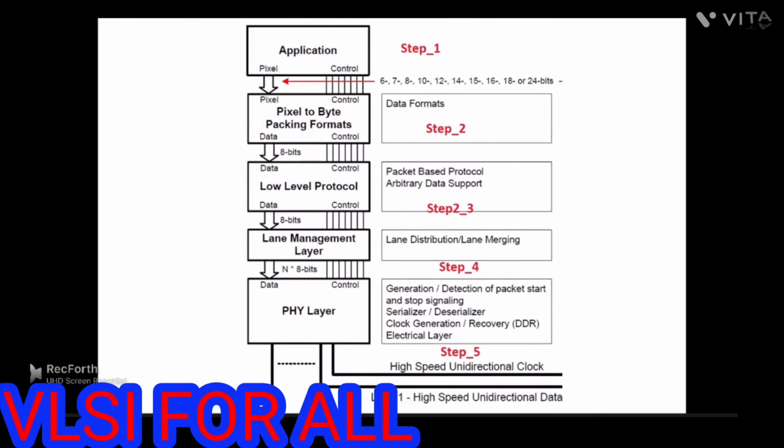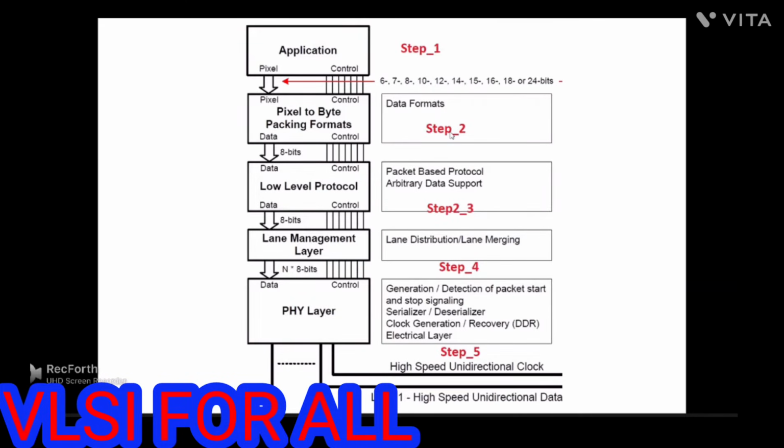So for MIPI CSI, TX and RX, two things are available. First I will explain the transmitter part. Generally in the transmitter, 5 layers are there. The first one is the application. Second is the pixel-to-byte packaging formats. The third one is the low-level protocol and some lane management. And after that, the PHY layer. So in total there are 5 steps.